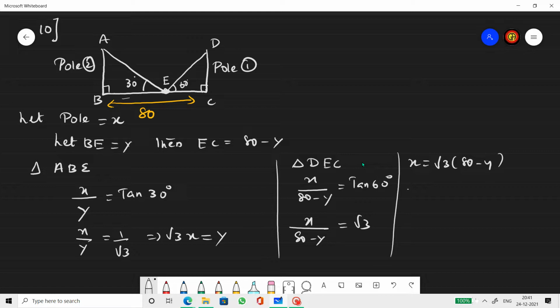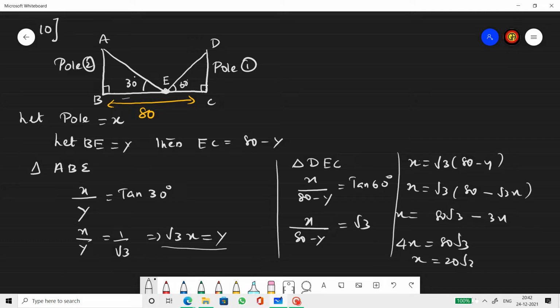We need x and y here. So it doesn't matter which one we are finding first. So I'm substituting y as root 3x, because we found that y is equal to root 3x. So x is equal to root 3 times 80 minus root 3x. So x equals 80 root 3 minus 3x. So 4x equals 80 root 3. So x equals 20 root 3. So the height of the pole is 20 root 3.